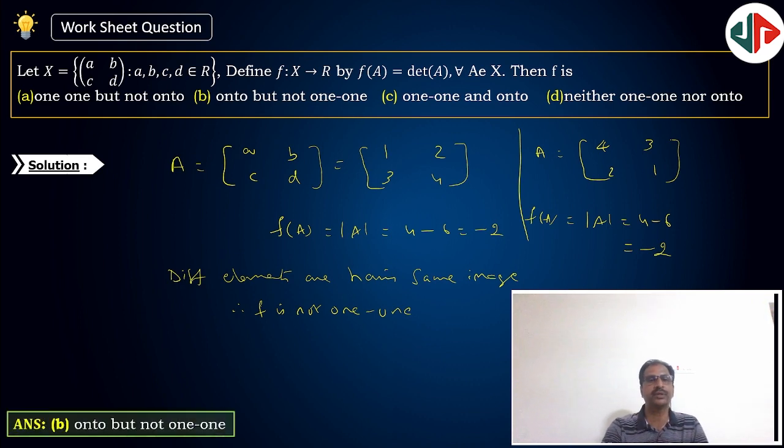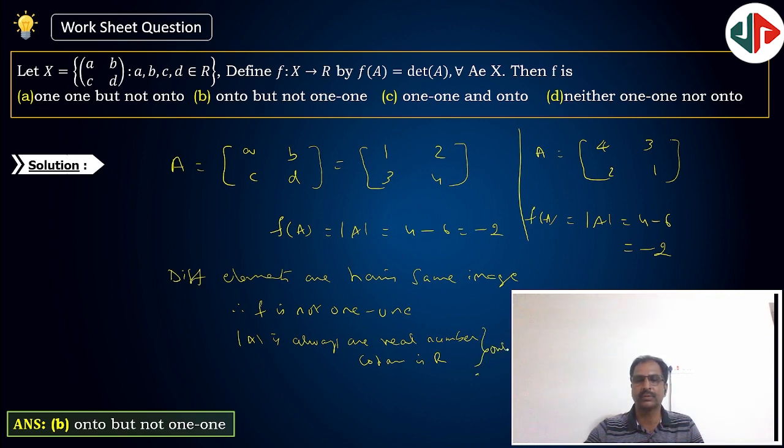Next, you have to check onto also, right? The determinant value of a matrix will always be a real number. Determinant of any matrix, det A, is always a real number. What is the codomain given? All real. So range and codomain are equal, so the function is onto. So it is onto but not 1-1.